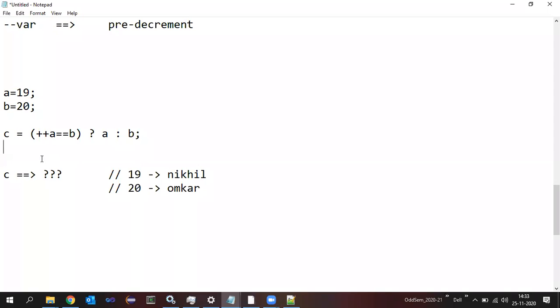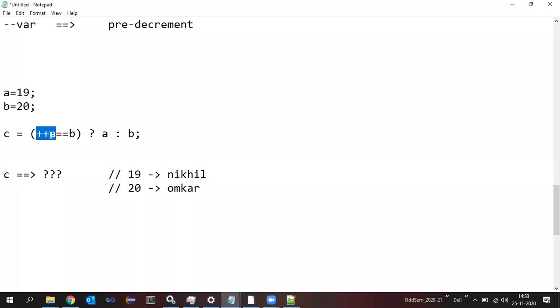Okay, now let us see here. Pay attention. Here there is one assignment operator, then there is a conditional operator. Within this conditional operator, the expression one has a relational operator. Within this relational operator, the first operand is again a pre-increment operator, right? First I need to evaluate plus plus A. It is a pre-increment. Pre-increment means what?